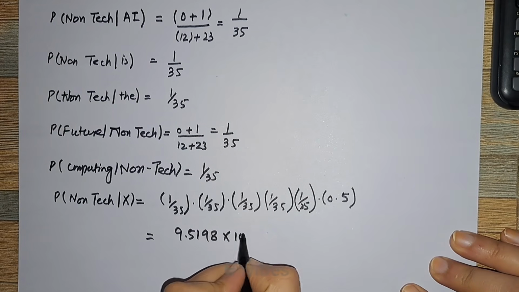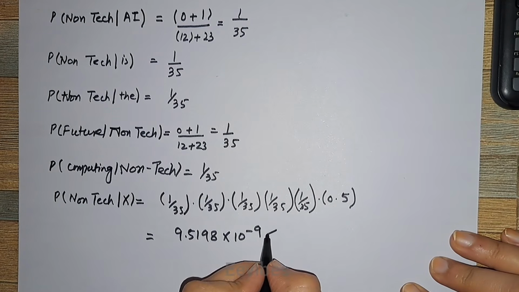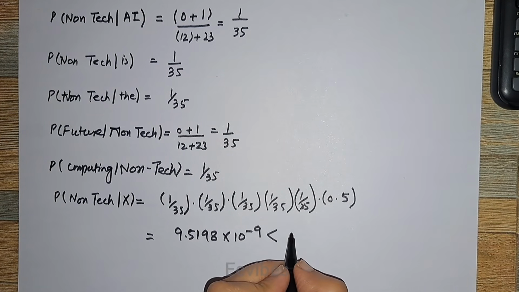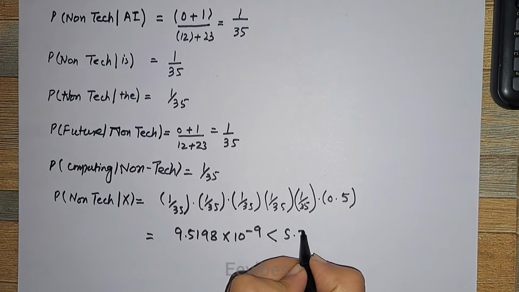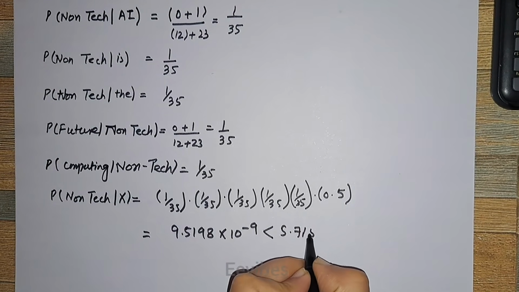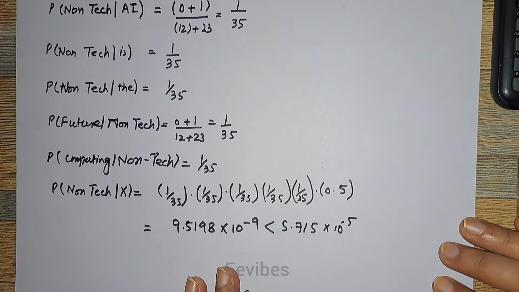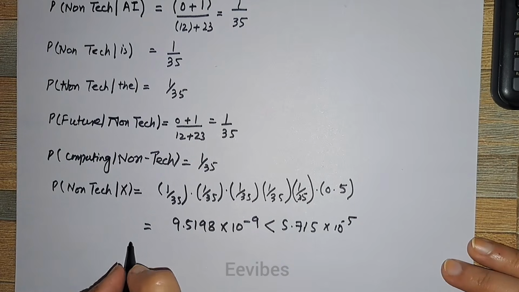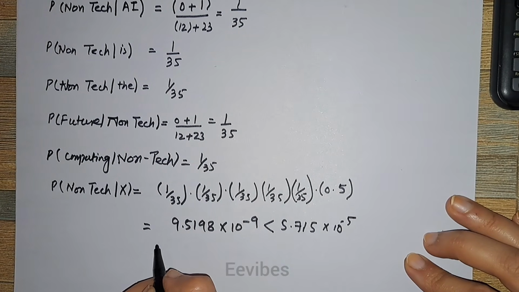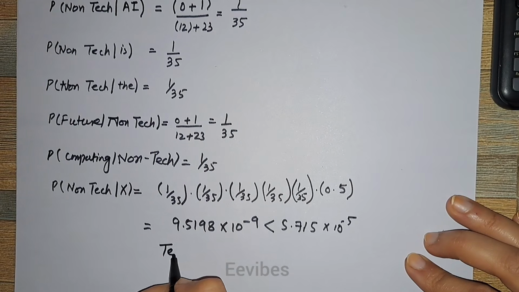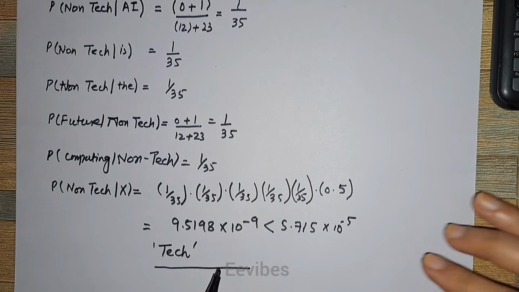9.5198 into 10 raised to power minus 9, which is a very, very small number, and this is less than 5.715 into 10 raised to power minus 5. So we will say that this sentence "AI is the future of computing" belongs to the class of tech. Okay, thank you for watching.